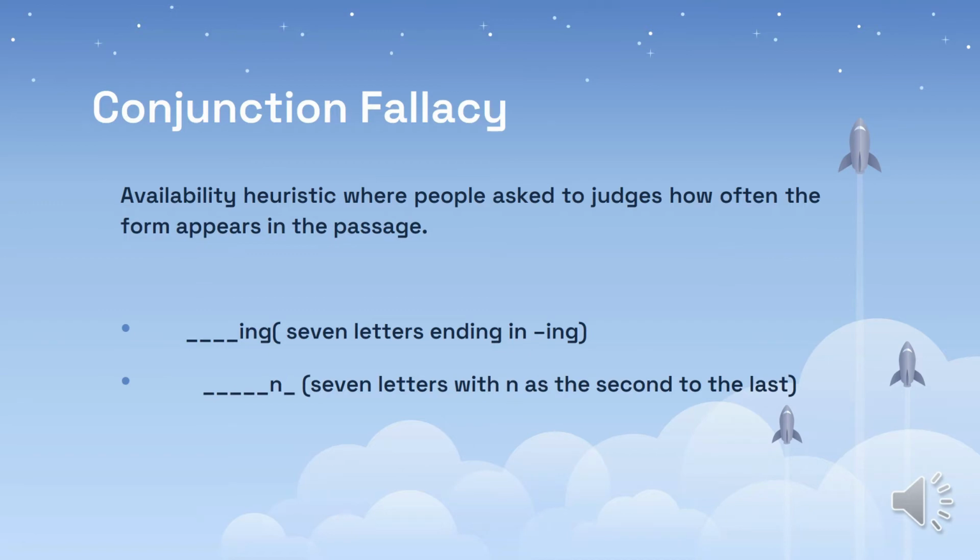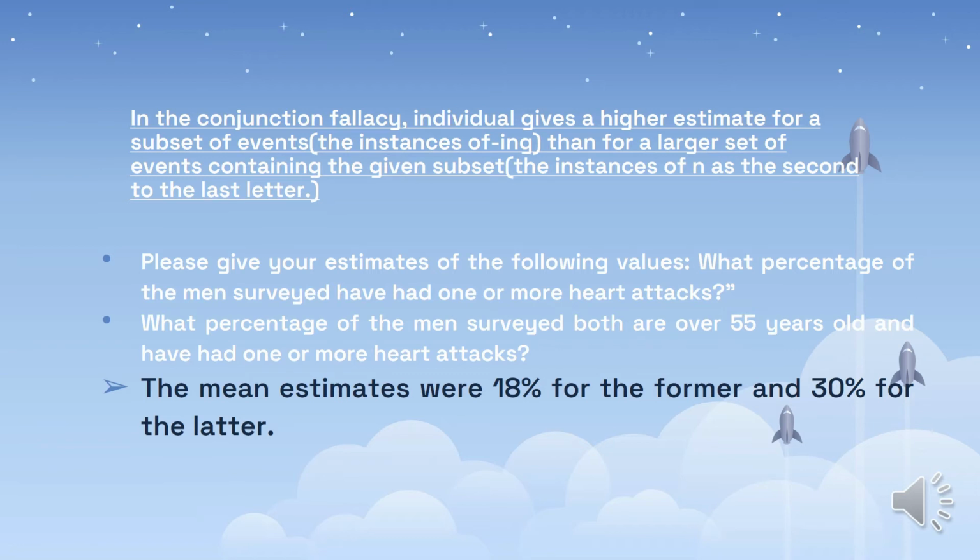Before we get to the definition of the conjunction fallacy, do you remember the experiment described in the section on the availability heuristic, where people were asked to judge how often the form appears in a passage? The availability heuristic might lead to the conjunction fallacy. In the conjunction fallacy, an individual gives a higher estimate for a subset of events than for a larger set of events containing the given subset. The representativeness heuristic may also induce individuals to engage in the conjunction fallacy during probabilistic reasoning.